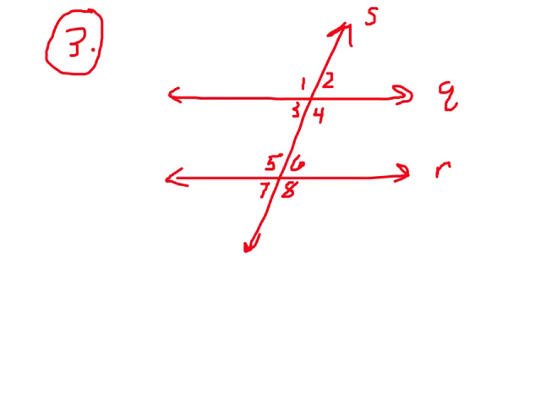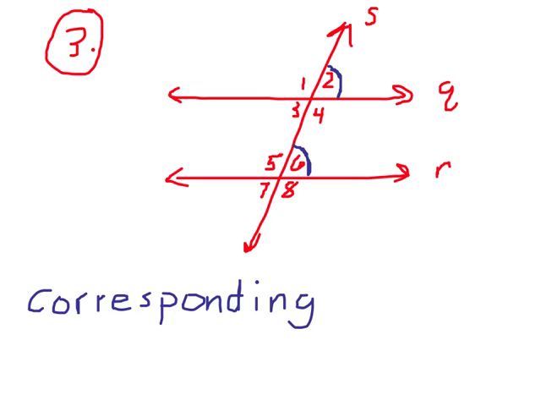Okay, for this one, let's have you figure out what are angles 2 and angle 6. If you've watched the tutorials, you know angle 2 and angle 6 are a specific type of angle. There's a name we give 2 and 6. 2 and 6 are called corresponding. C-O-R-R-E-S-P-O-N-D-I-N-G. Corresponding angles. Corresponding angles are congruent. They are congruent, means they're equal in value.